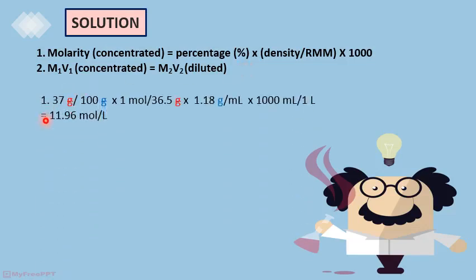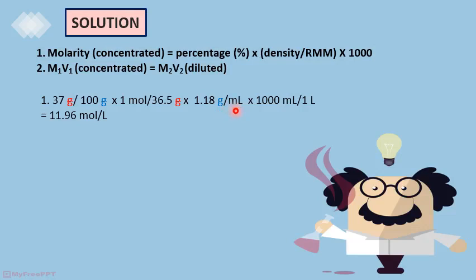Okay, so 37% weight per weight means that 37 gram per 100 gram. So for this one, you want to convert into mole per liter. So 37 gram convert into mole, you divide by molecular weight. So you cancel out the gram, you will get mole. And then 100 gram, you want to convert into volume, so you multiply with the density. The density given is 1.18 gram per ml, so you will get the volume in unit milliliter.